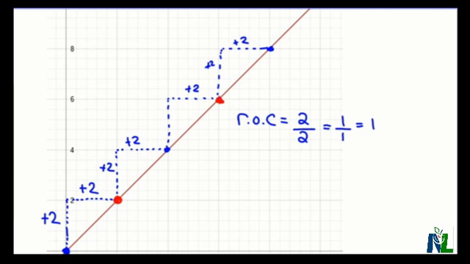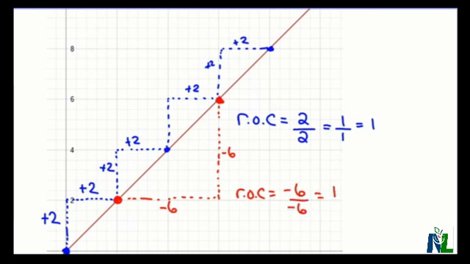So if I start up here at (6, 6), to get to my point that I already noted here, I have to go down 6 units, and then left 6 units, which is a change moving down 6 and left 6 indicated by negative. And again, you can see here that the rate of change between those 2 points would be negative 6 over negative 6, which again reduces to 1.